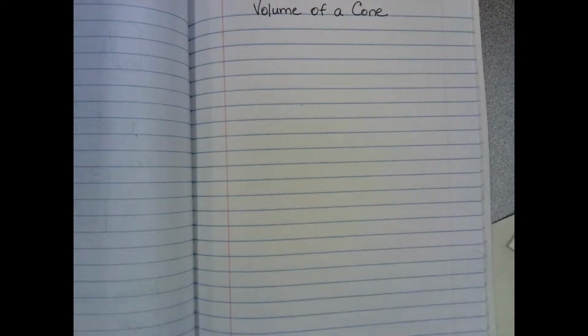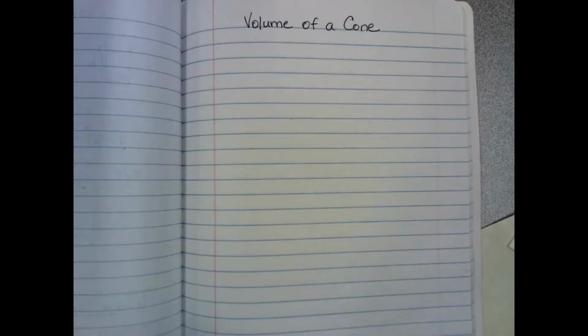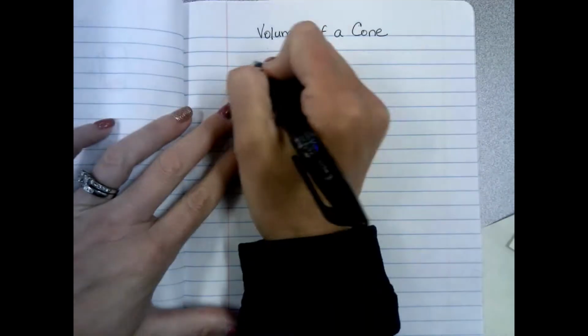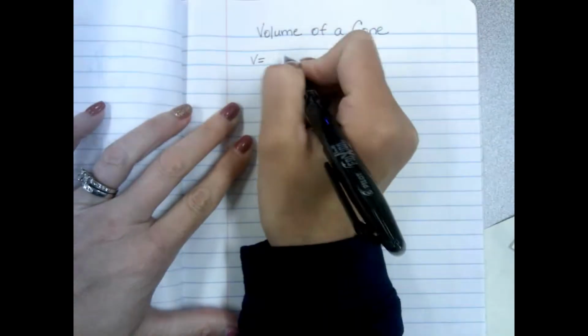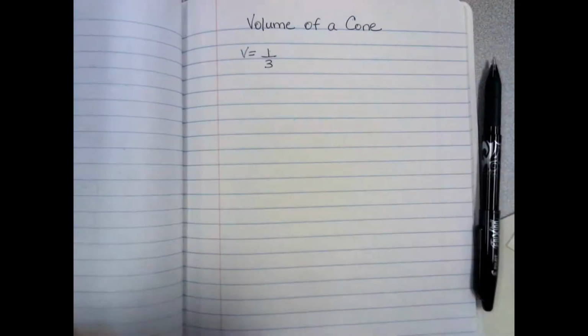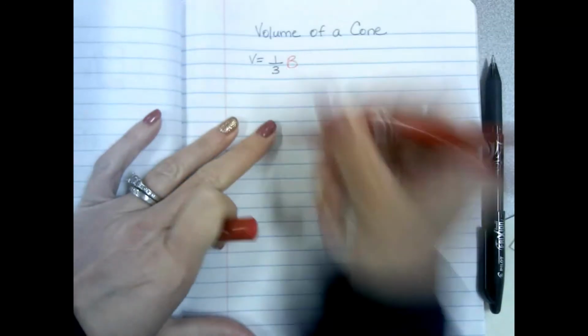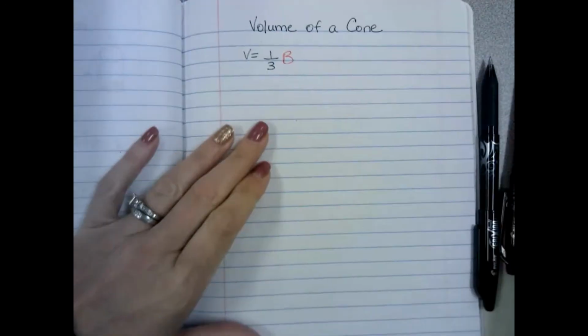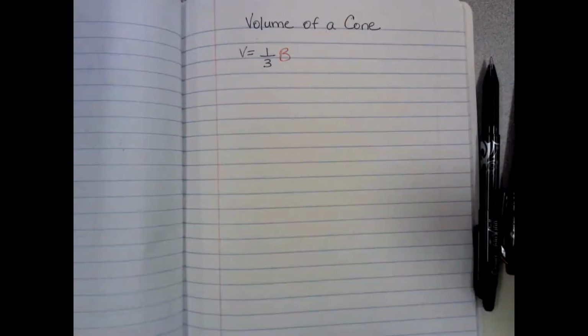Volume of a cone. To find the volume of a cone, we're going to use the formula. Volume is 1/3 the area of the base. Remember, area of base is always a capital B, times height.